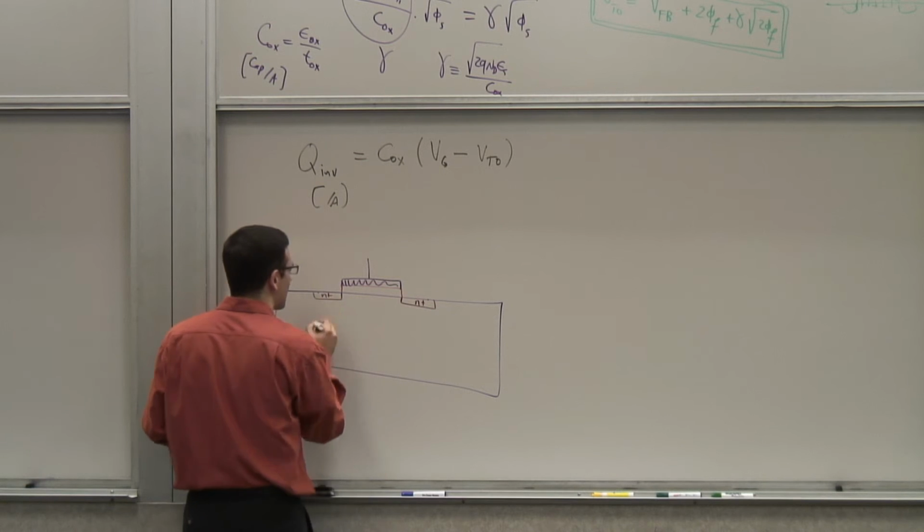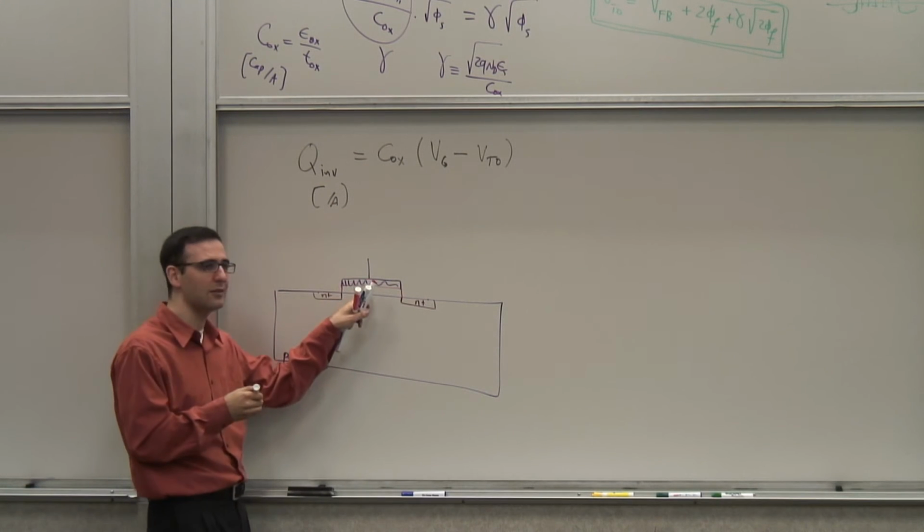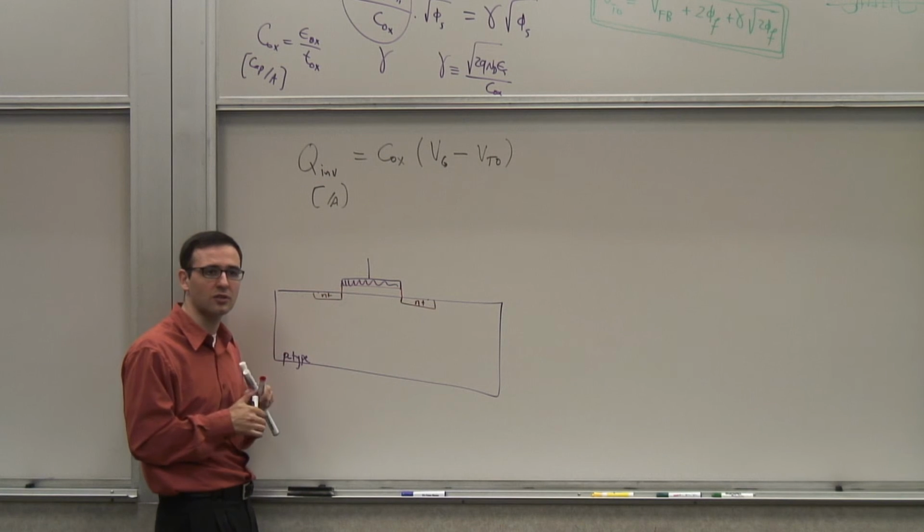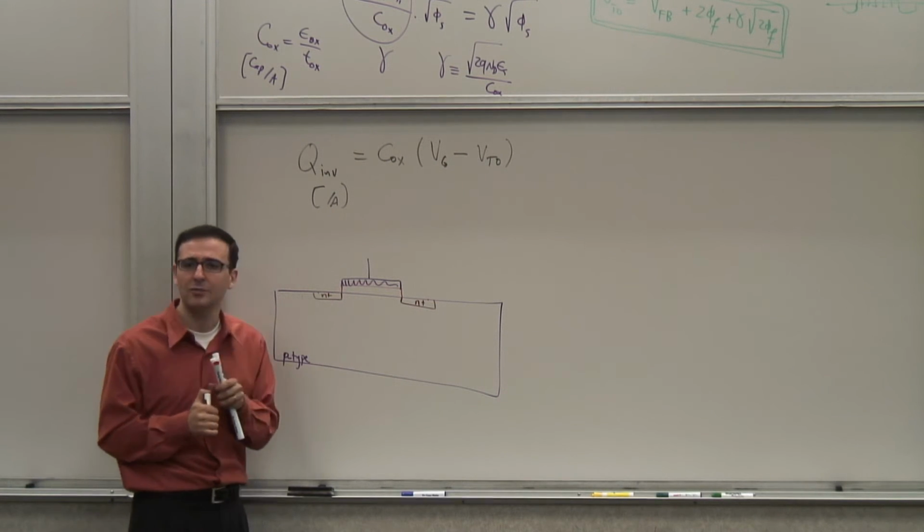Now, when I do something like this, what have I done? Without the gate, without applying any voltage to the gate, what do I have? I have an NPN structure. So I have two back-to-back diodes.